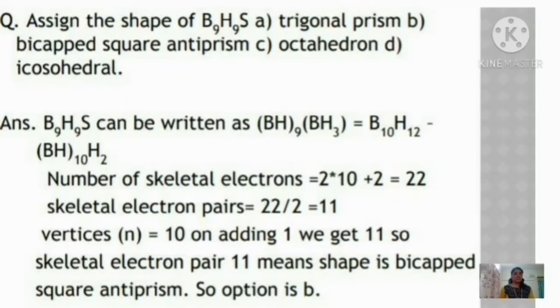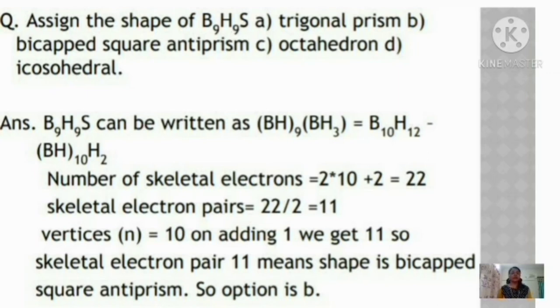Coming to the next question: assign the structure of B9H9S, where S is sulfur. The options given are: A, trigonal prism; B, bicapped square antiprism; C, octahedron; and D, icosahedron. In this compound also there is boron, and here one sulfur is there. Sulfur belongs to the 16th group, meaning it has 6 valence electrons, and in terms of boron the sulfur group can be replaced as BH3. So B9H9S can be written as B9H9BH3, and altogether it will be B10H12.